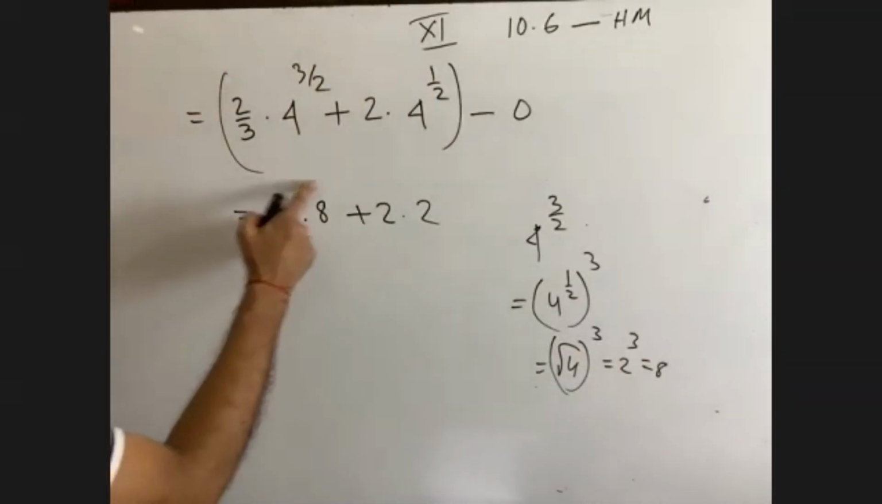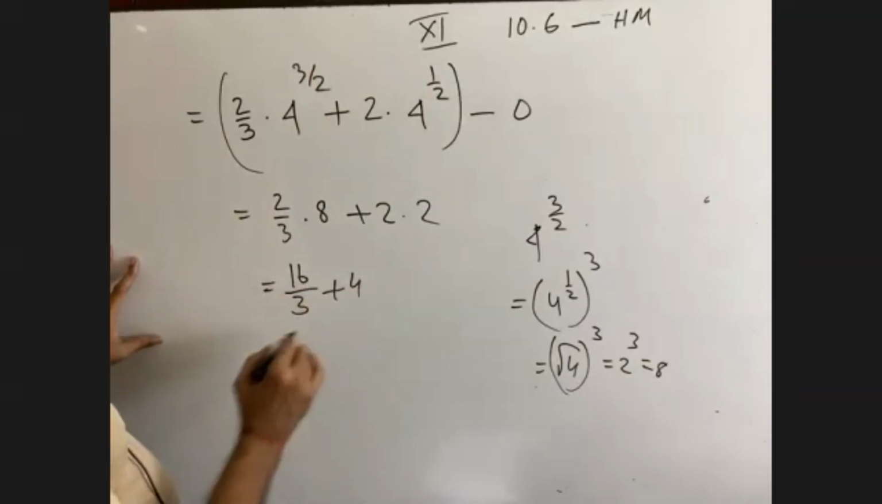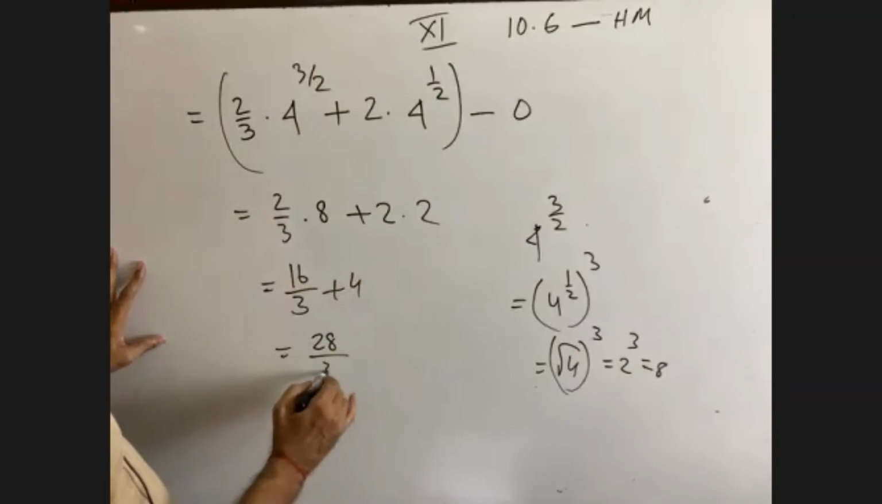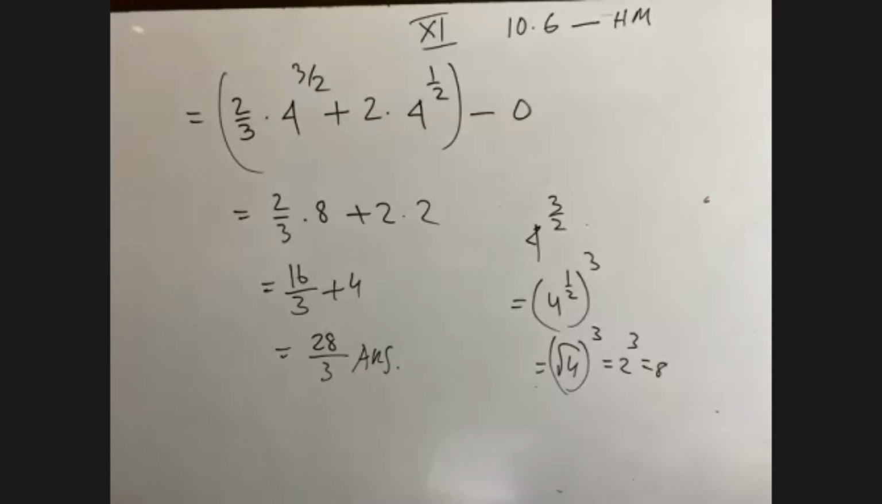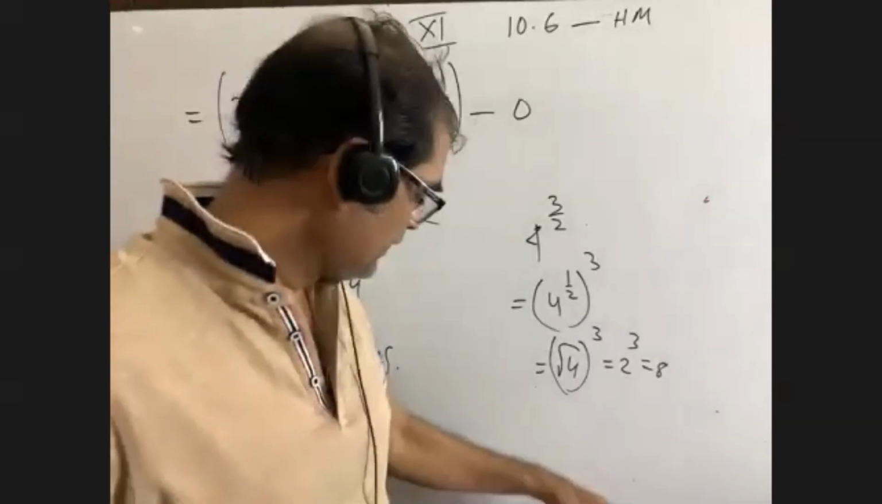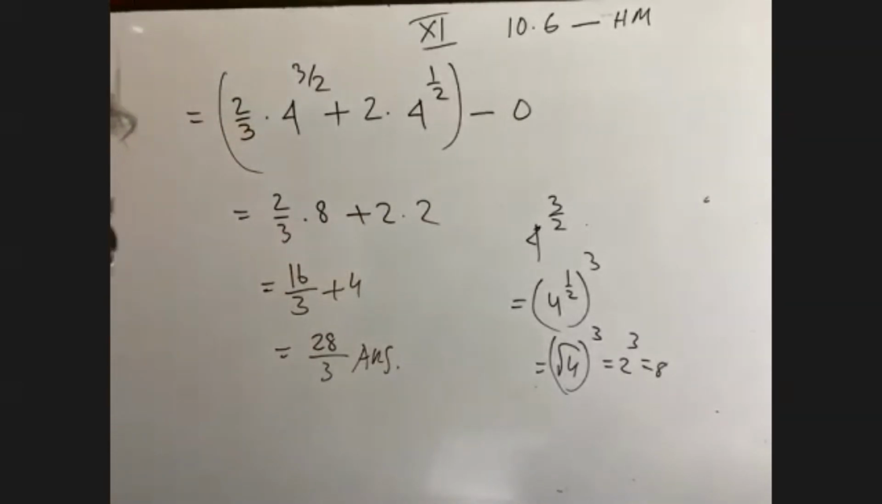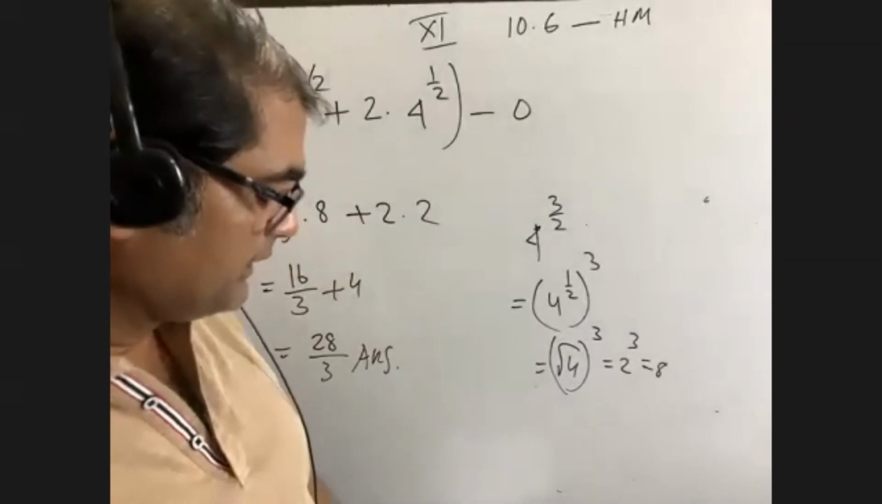So we are getting 16 by 3 plus 4. So 3 4 is 12 plus 16, that is 28 by 3. That is the answer. We are getting a certain value for this. It is called what? Definite integral.